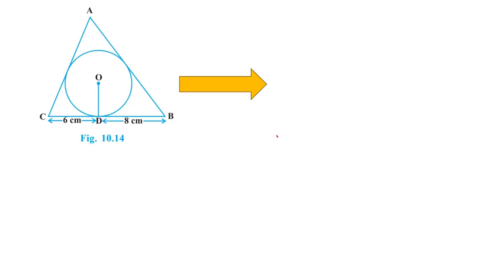Exercise 10.2, problem number 12. Very interesting problem. What is the exact problem? The diagram 10.14 is given in the textbook with OD as 6 centimeters. This OD will be your radius. Or this is 6, this is 8, what we are given.